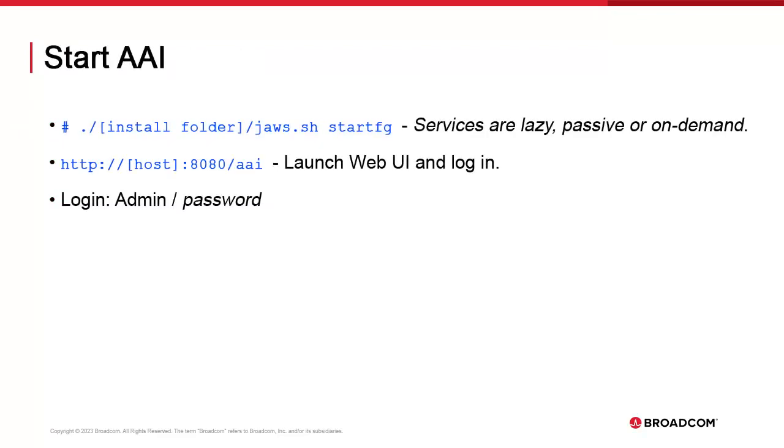The definitive proof that AAI is working is you're able to log into the web UI. The procedure is as follows. First, navigate to the root of the install folder and run the jaws.sh executable with the startfg or foreground option. This will take a few minutes. Wait until you see the string services are lazy, passive, or on demand. Then in the browser, enter the URL hostname on port 8080 and the AAI web app. You'll be faced with a login screen. Simply use admin and password.